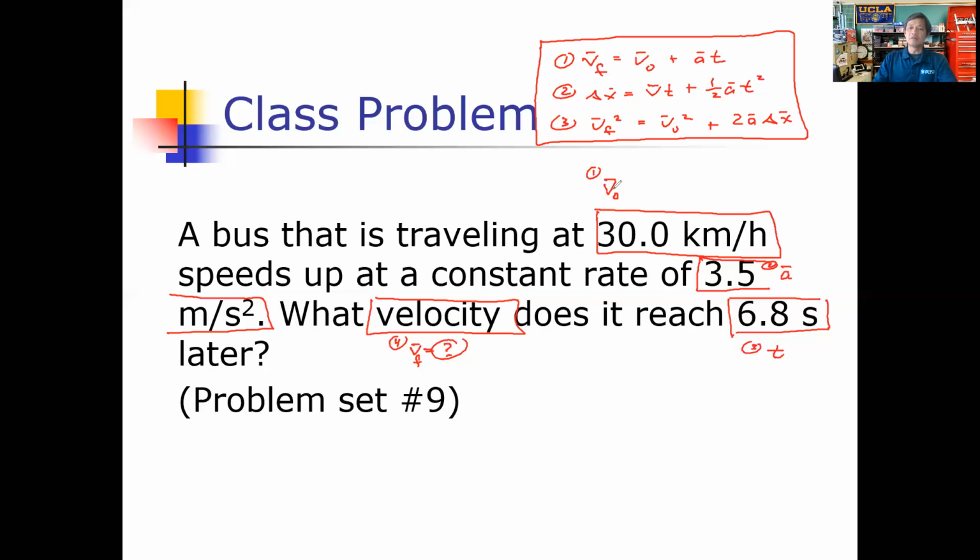Now you take a look at the values that are given to you. We're given V initial, acceleration, and time. If you look at the third equation, we have V initial and acceleration, but we need displacement, and we have no reference to displacement in our problem. So number 3 would not be able to give us V final because we're missing this variable. Therefore, the first equation gives us V final, because we have V initial, acceleration, and time. That's how we would go about solving this particular problem.